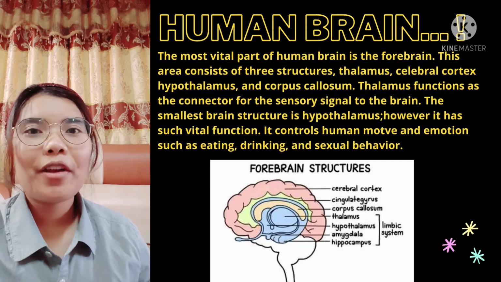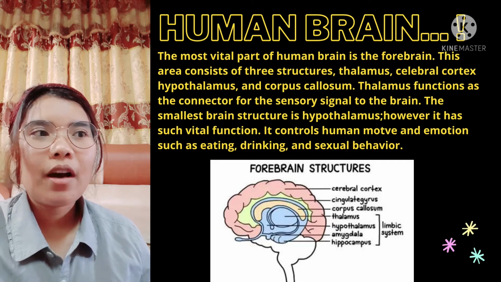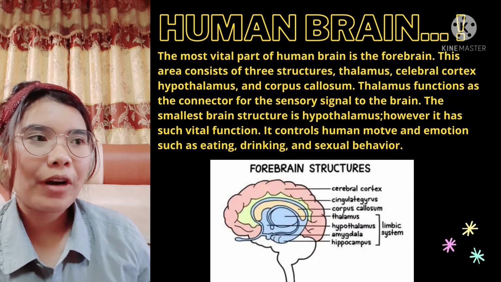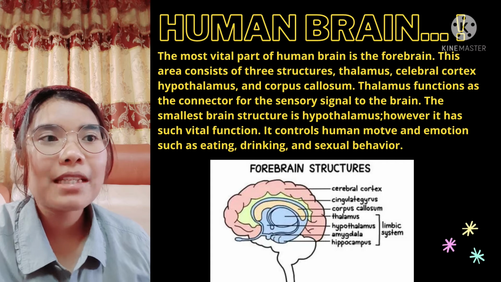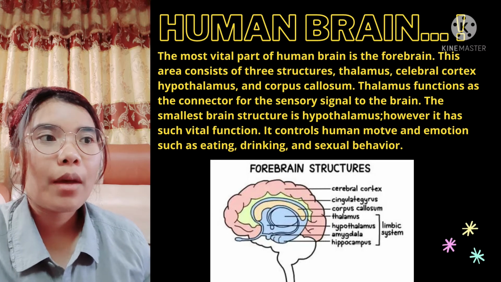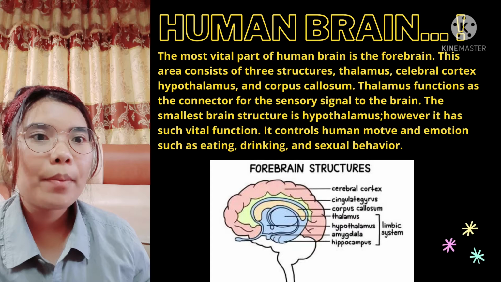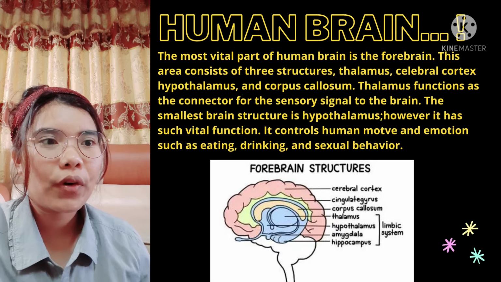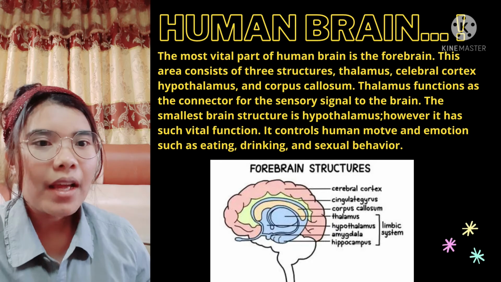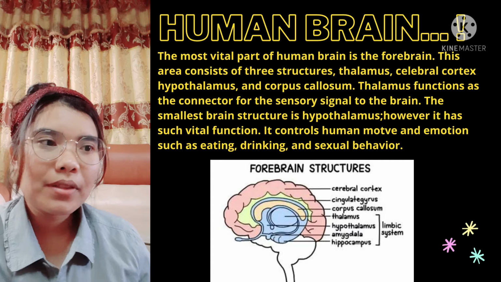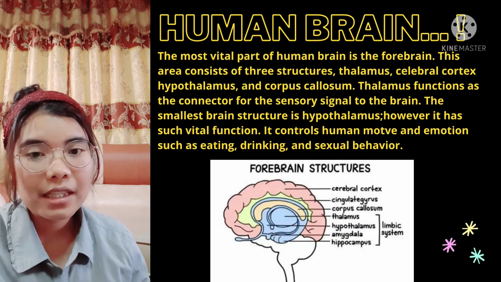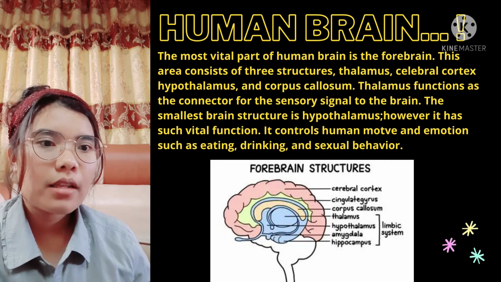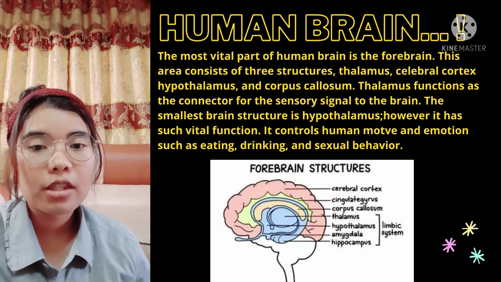And the third part of the human brain is the forebrain. The forebrain is the most vital part of the human brain. This area consists of several structures. They are the thalamus, cerebral cortex, hypothalamus, and corpus callosum. The thalamus functions as the connector for sensory signals to the brain. The smallest brain structure is the hypothalamus, however, it has a vital function. It controls human mood and emotion, as well as eating, drinking, and sexual behavior.